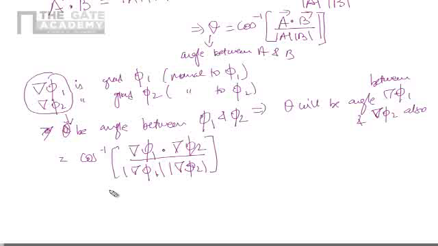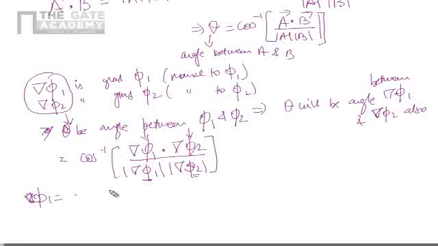Correct? So we know what is phi 1, we know what is phi 2. From that, if I know this and this, I can find this and this at the given point. Correct? 2 comma minus 1 comma 2, which is the given point. So what is del phi 1?